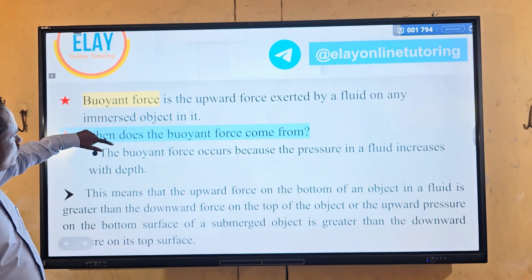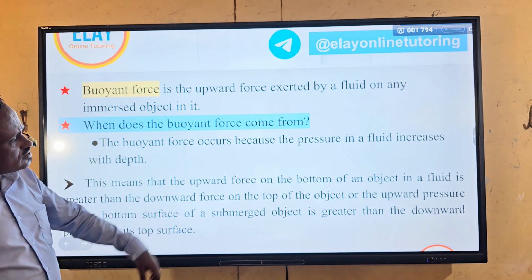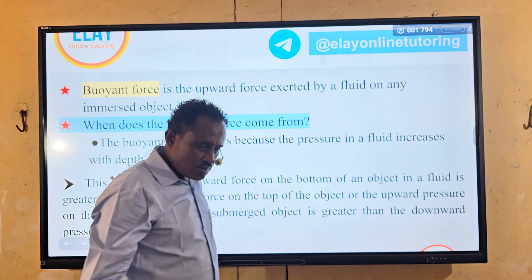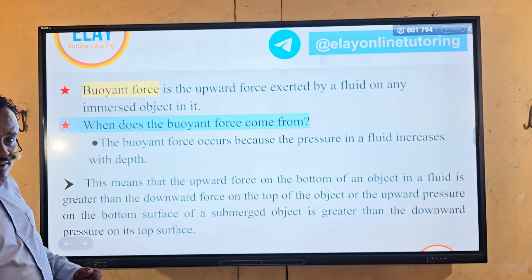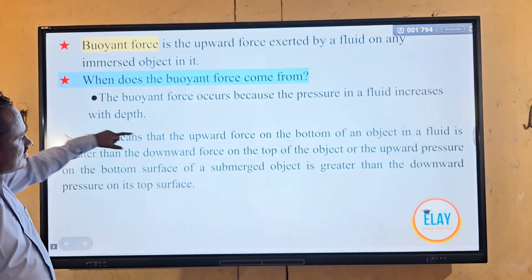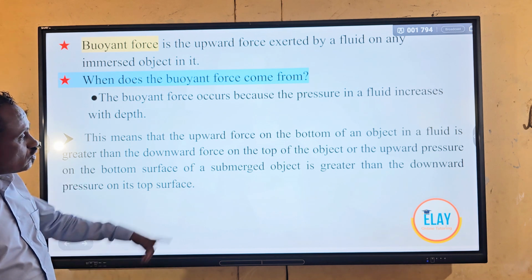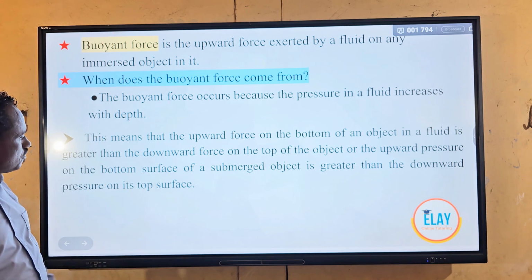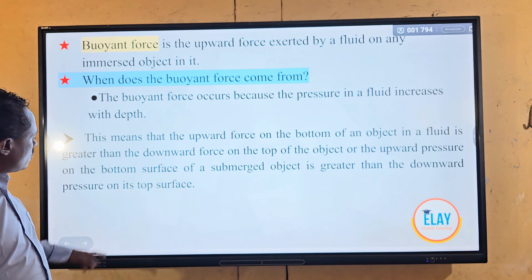Now the question: where does the buoyant force come from? The buoyant force occurs because the pressure in a fluid increases with depth. When we move deeper into the fluid, the pressure increases and the force exerted by the fluid on the immersed solid is higher. This means the upward force on the bottom of an object in a fluid is greater than the downward force on the top of the object, or the upward pressure on the bottom surface of the submerged object is greater than the downward pressure on its top surface.